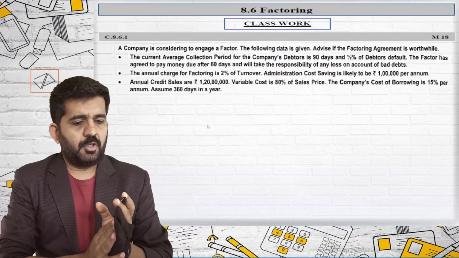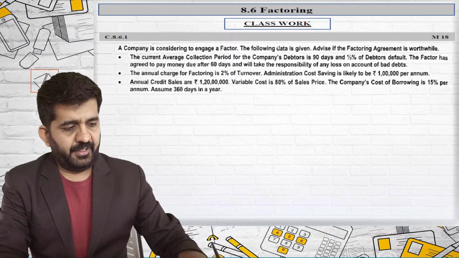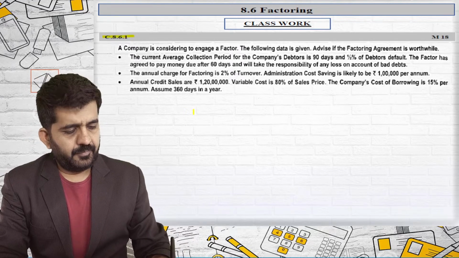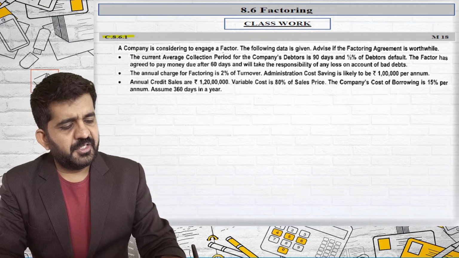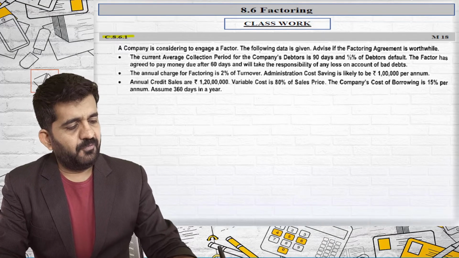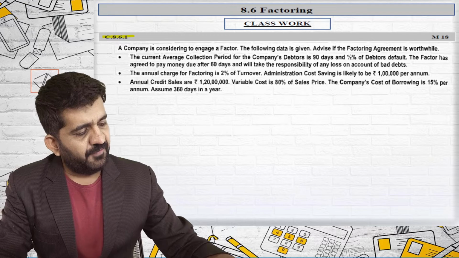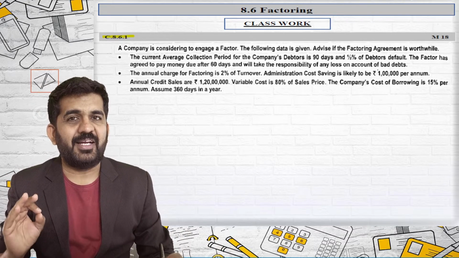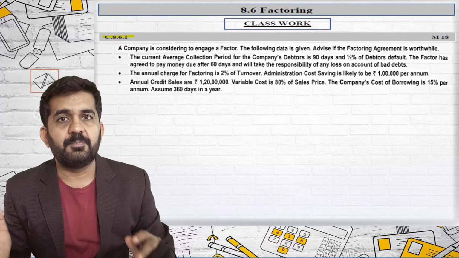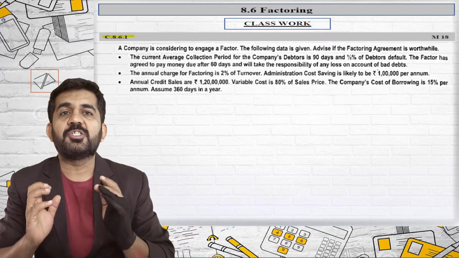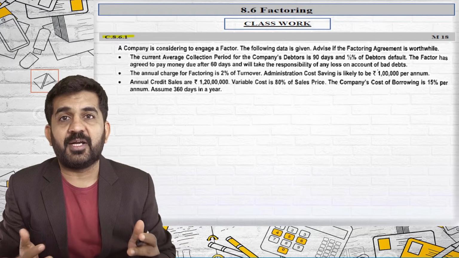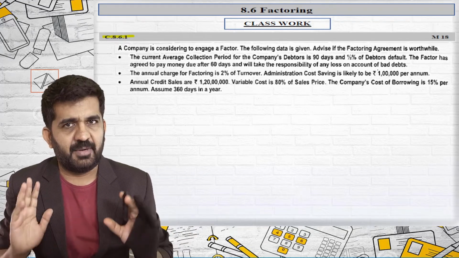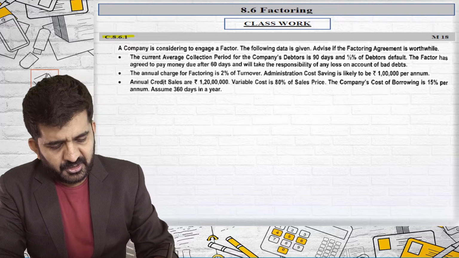Let us solve a couple of questions regarding factoring. 8.6.1. The company is considering engaging a factor. The following data is given. Advise if the factoring agreement is worthwhile. Now please understand, as I have explained, a factoring agreement is an agreement between a company and a factor. I told you the general services provided by the factor. Sometimes factors might give something less, something more. It depends upon agreement to agreement. What is written in this agreement?